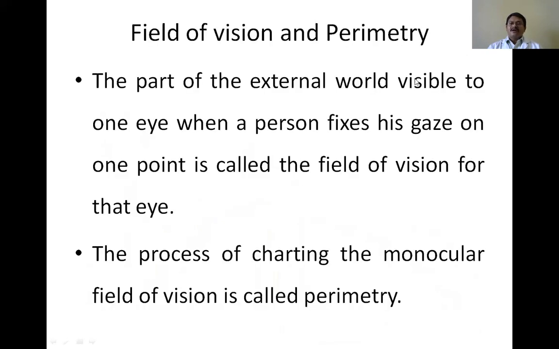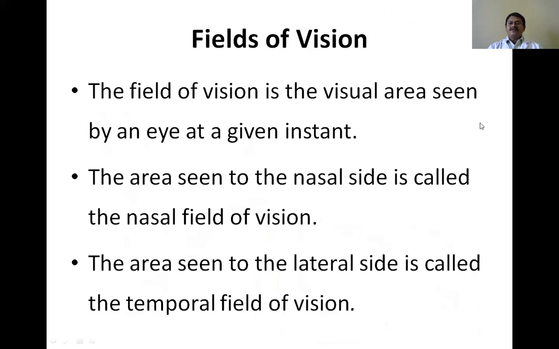Okay. The field of vision: the part of the external world visible to one eye when the person fixes the gaze on a point is called the field of vision. The process of charting it monocularly is called perimetry. The field of vision is the visual area seen at a given instant. The area seen on the nasal side is called the nasal field of vision, and the area seen on the temporal or lateral side is called the temporal field of vision.